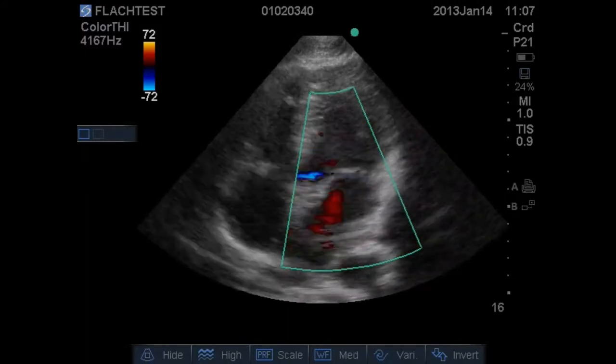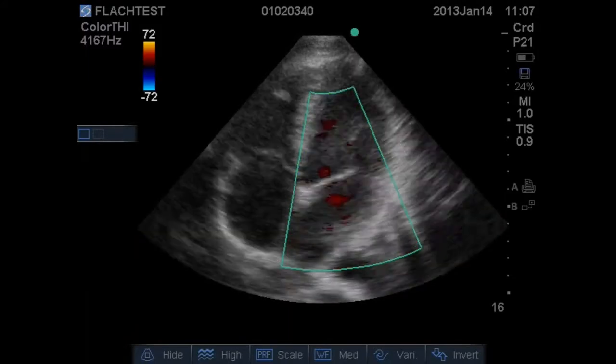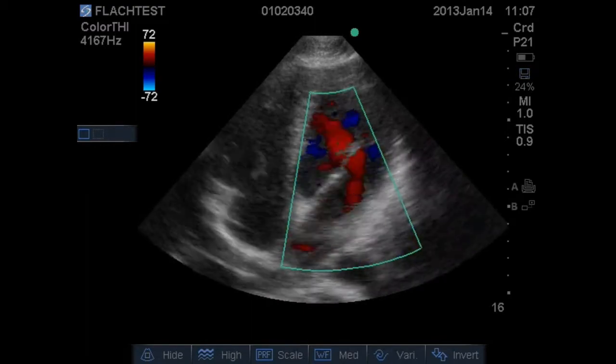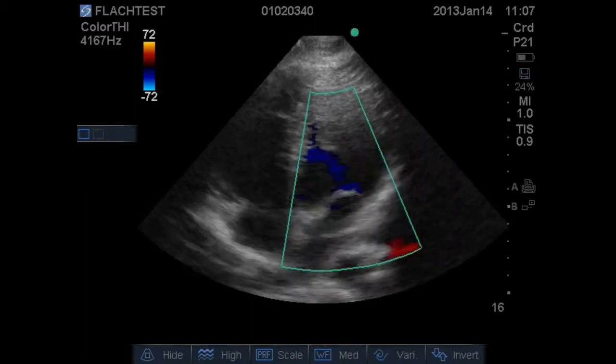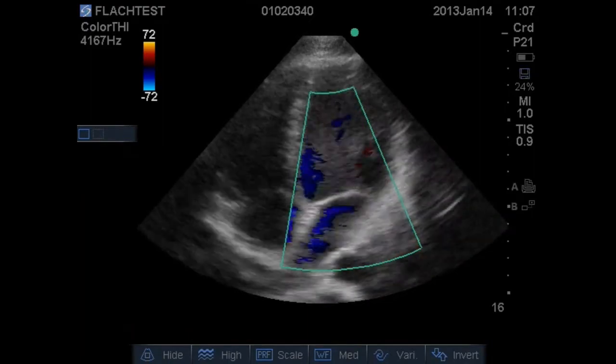Let's talk about color Doppler. We use it to analyze flow through structures. And here in the heart, you're going to see red and blue. So red means towards your probe, and blue means away from your probe.